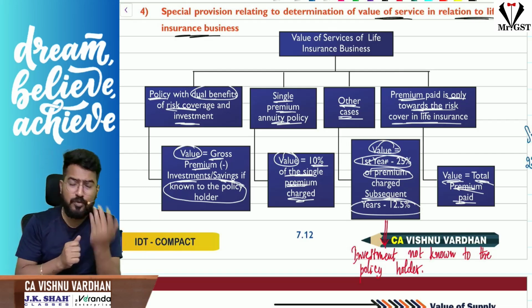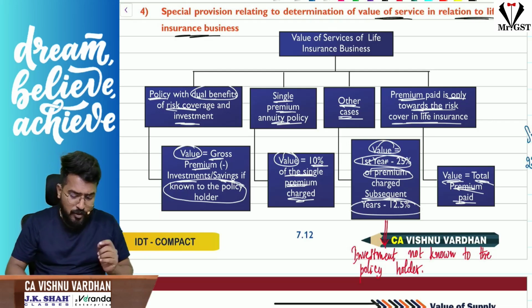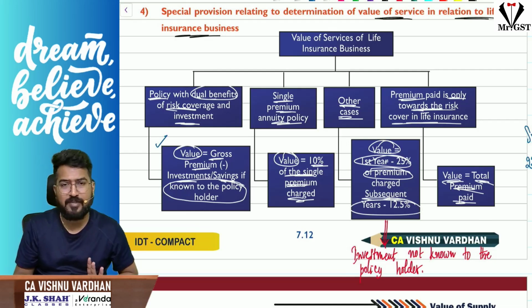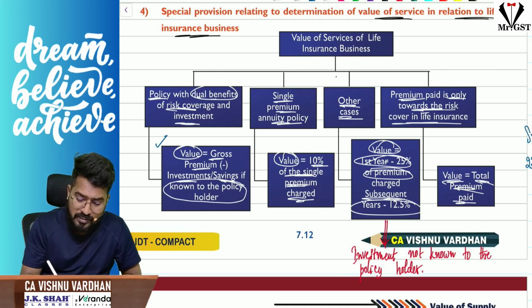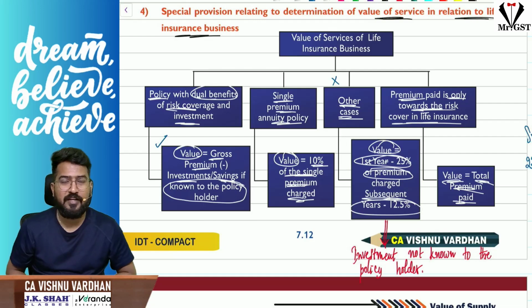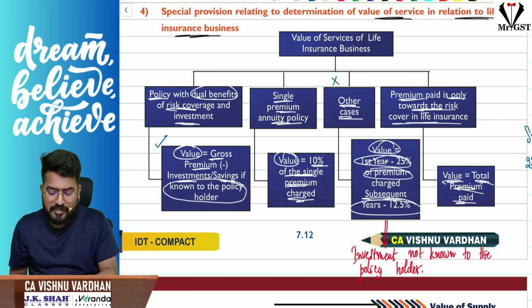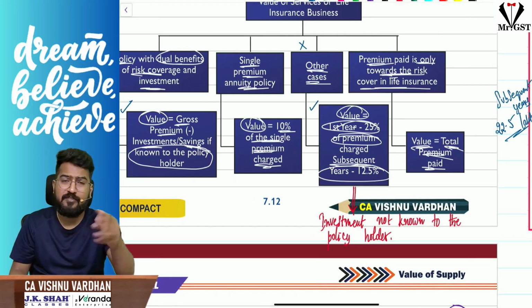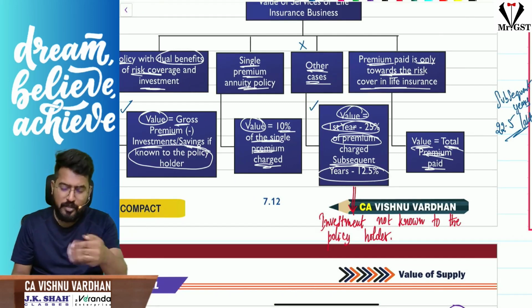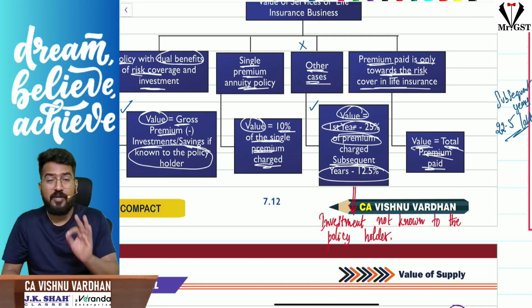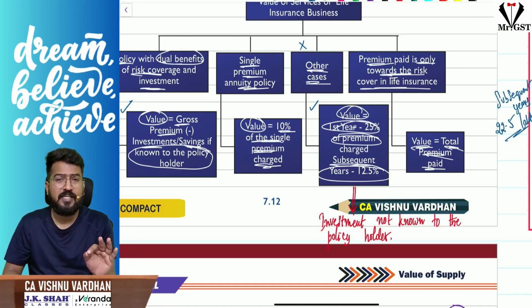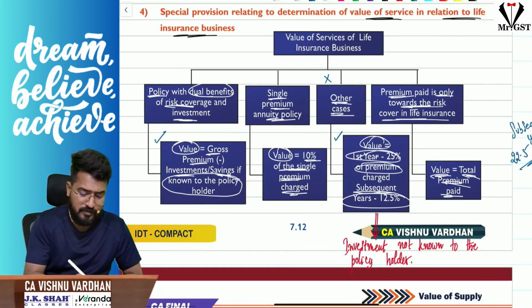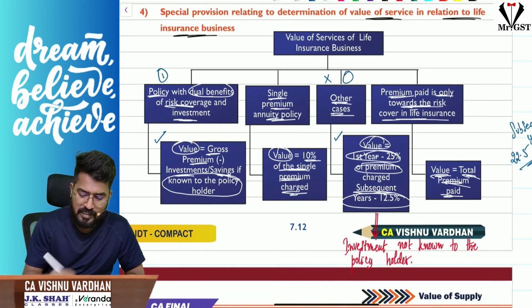If that is known to the customer, the value will be the total premium whatever has been paid minus the investment which is known to the customer. No, sir, if the customer doesn't know about the investment, then in that case, in the first year whatever the premium is there, 25% of that will be taken as value, and in subsequent years 12.5% will be taken as value. I repeat, this is if the investment portion is there in the premium and that is not known to the customer. Okay, that is the first and second case.